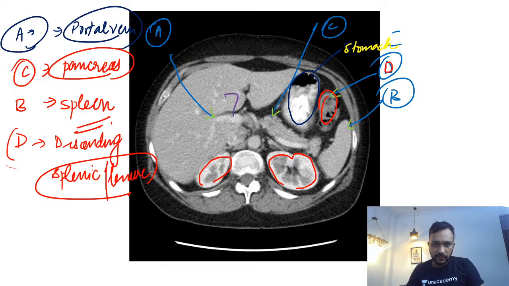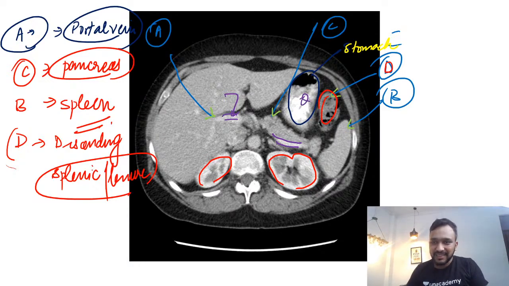Okay, this is your portal vein which divides the liver into superior and inferior segments. This is the normal appearance of the pancreas, right? The vascular structure seen just posterior to the pancreas is your splenic vein. Splenic artery is going to run along the superior border of the pancreas, and splenic vein is going to run just behind the pancreas.